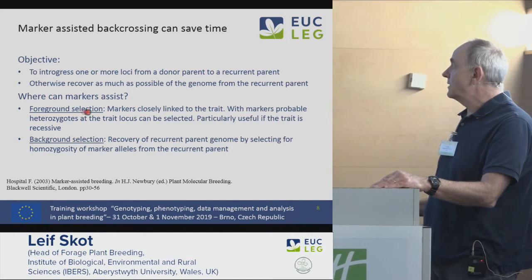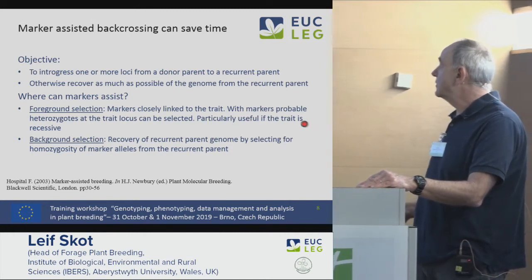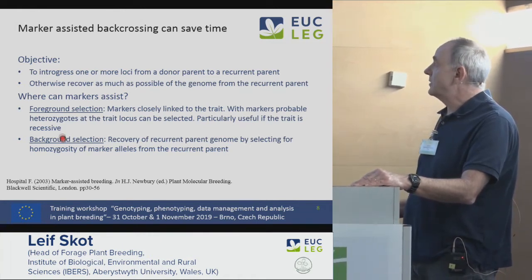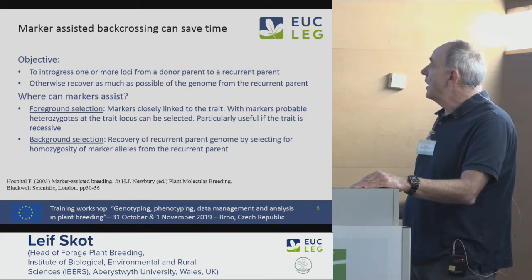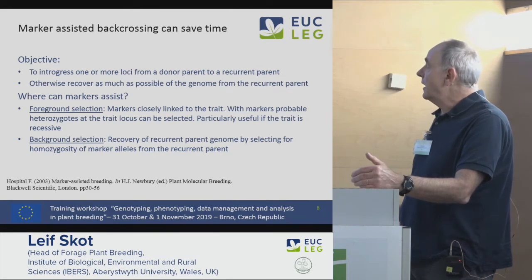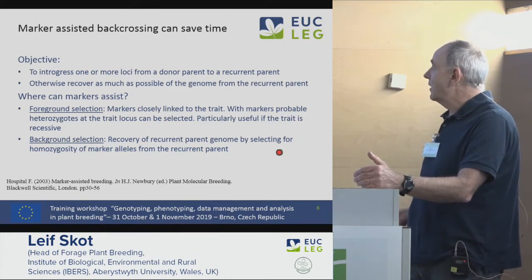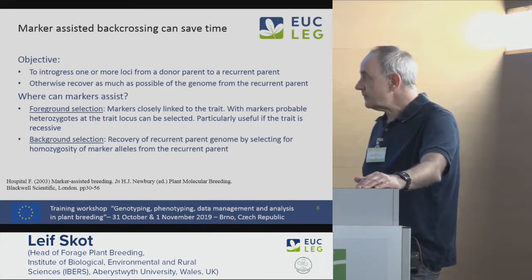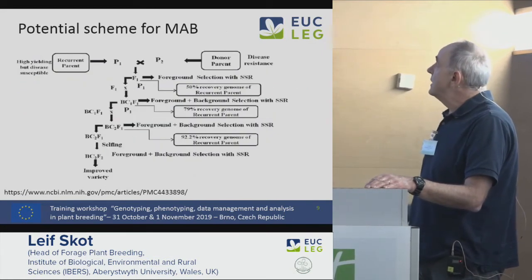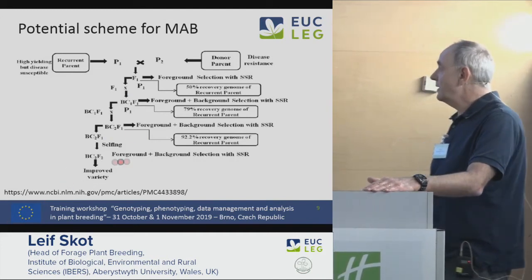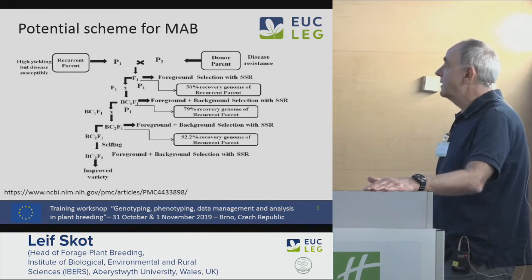So you want to do foreground selection, so you need a marker that's closely linked to the trait, and with markers probable heterozygotes can be selected, which is particularly useful if the trait is recessive. Now, for background selection, you need to recover the recurrent parent genome by selecting for homozygosity of marker alleles from the recurrent parent. So, here's a traditional scheme that I've taken from this paper. You can find it by going to that site there.